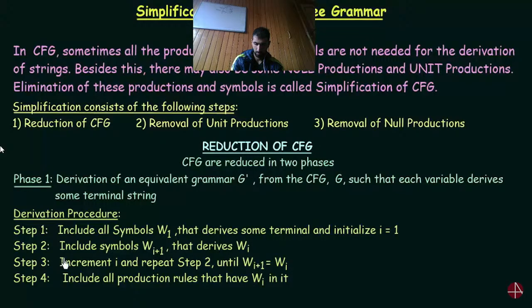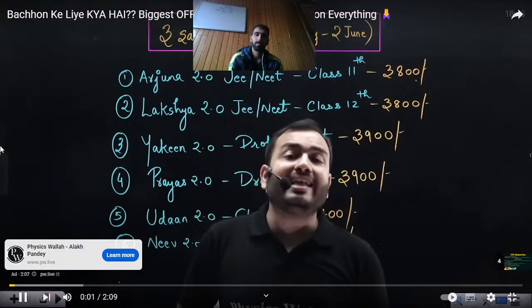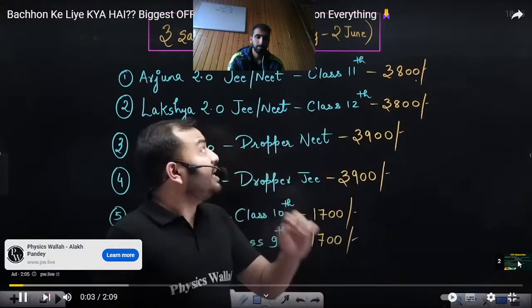Then in step 2, we include the symbols Wi plus 1 that derive Wi. So in the previous step we had the set of symbols that derive the terminal symbols, and in the next step we will make another set of symbols which can derive the symbols that were present in the set of the previous step.